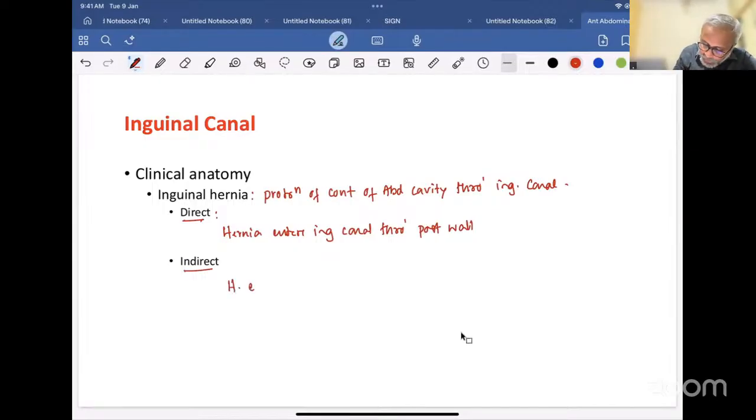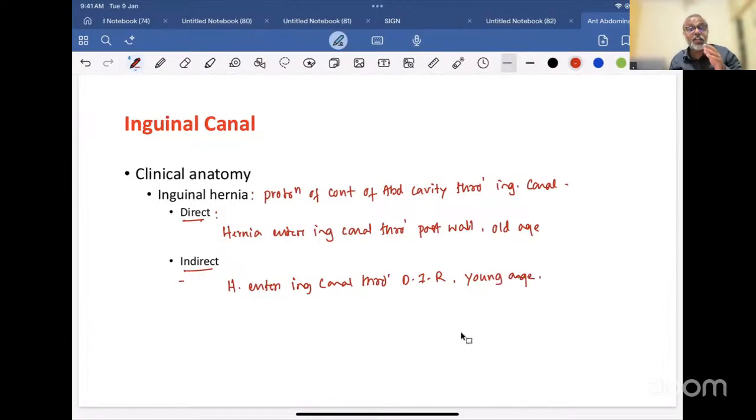When the hernia enters the inguinal canal through the deep inguinal ring, traverses the entire extent of the inguinal canal, and comes out of the superficial inguinal ring, we refer to it as the indirect inguinal hernia. The direct inguinal hernia is very common in old age, whereas the indirect inguinal hernia is more common in young adults, right, and even in children. One of the most important differences when it comes to covering, right?